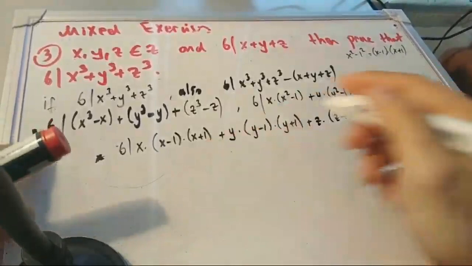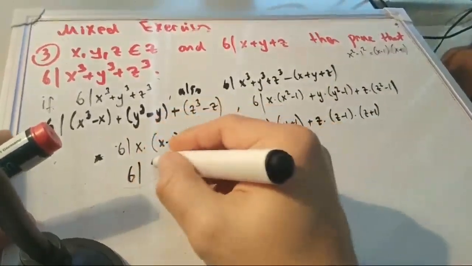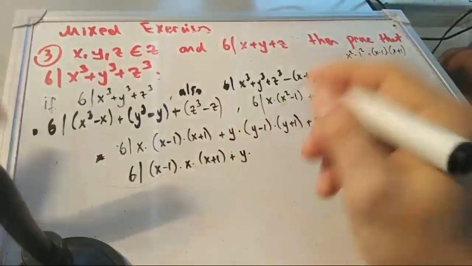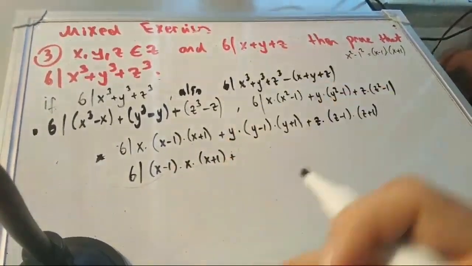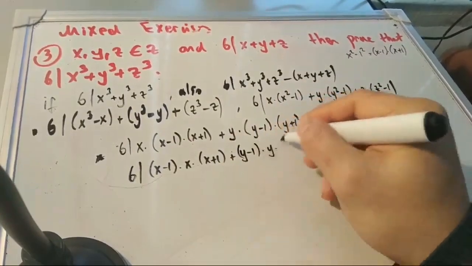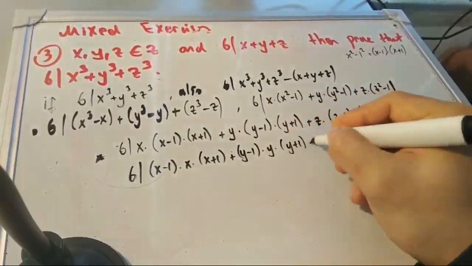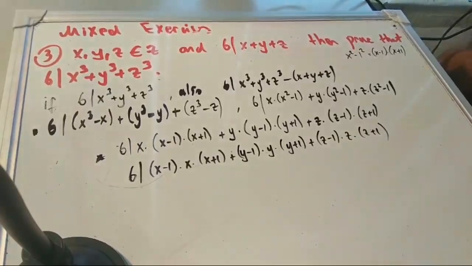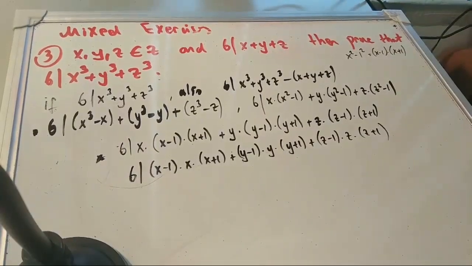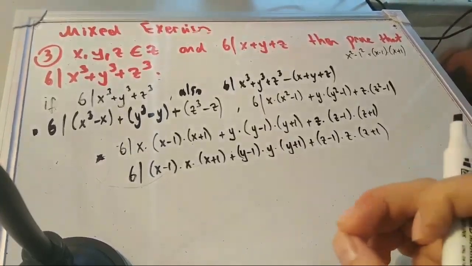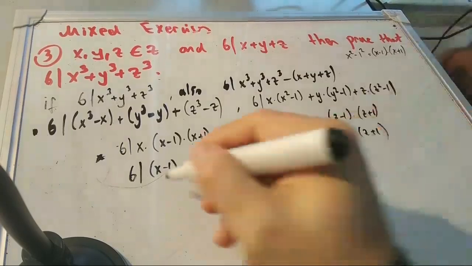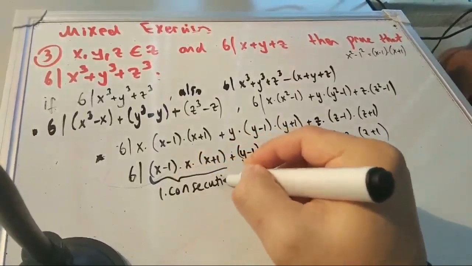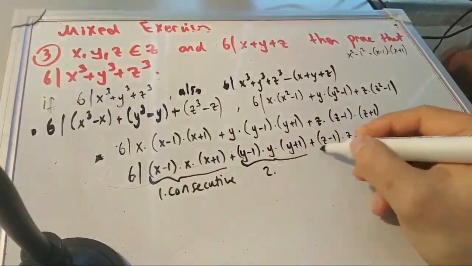And after that we can order the numbers. 6 divides X minus 1 times X, times X plus 1, plus Y minus 1 times Y times Y plus 1, and Z minus 1 times Z times Z plus 1. Okay. So actually we got here three consecutive natural numbers. The first consecutive part, it is the second one, and it is the third one.